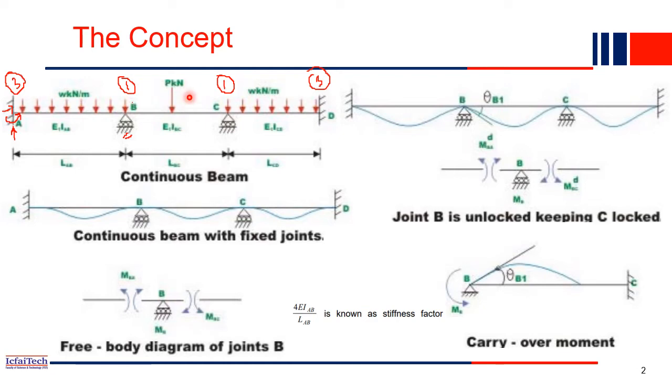Now we have only three equilibrium equations, right? Summation of all horizontal forces is equal to 0, summation of all vertical forces is equal to 0, and summation of moment at any particular point should be equal to 0. So we have three equilibrium equations, and here we have a total of 8 unknowns. So we cannot solve this beam using only equilibrium equations, because there are more unknowns and fewer equations. So this beam is an indeterminate beam with a degree of indeterminacy of 5, right? 8 minus 3 is 5. So there is a degree of indeterminacy of 5 in this beam.